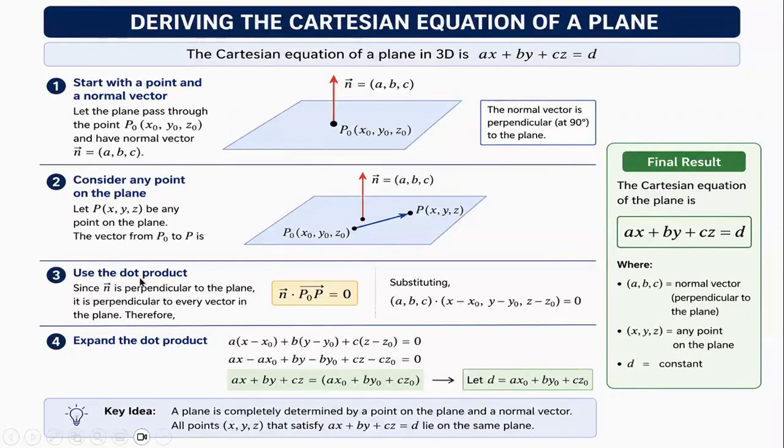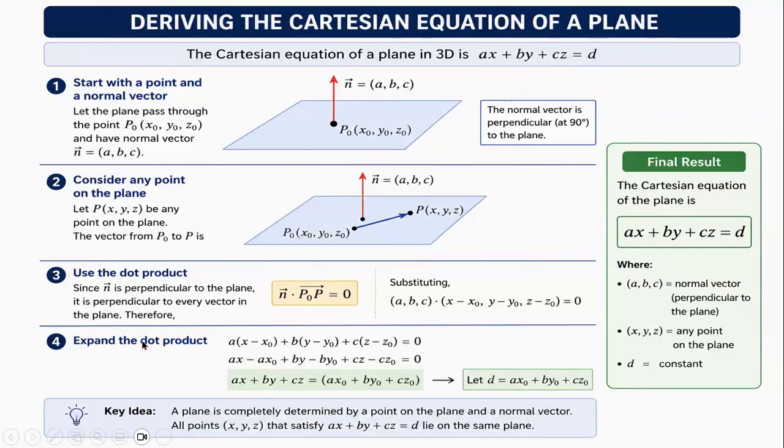Step 3, you use the dot product. Since n is perpendicular to the plane, it is perpendicular to every vector in the plane. Therefore, n dot P0P is equal to 0. So we substitute (a, b, c) dot (x minus x0, y minus y0, z minus z0) is equal to 0.